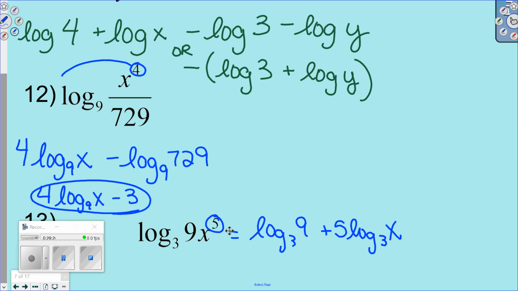This is asking 3 to what power is 9? Well, that's 2. So 2 plus 5 log base 3 of x.